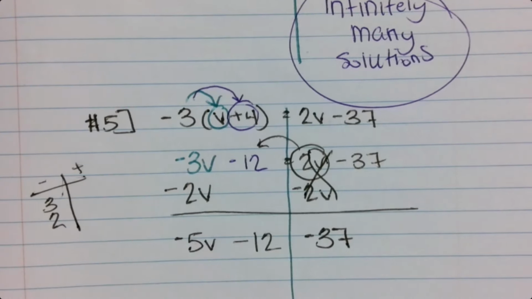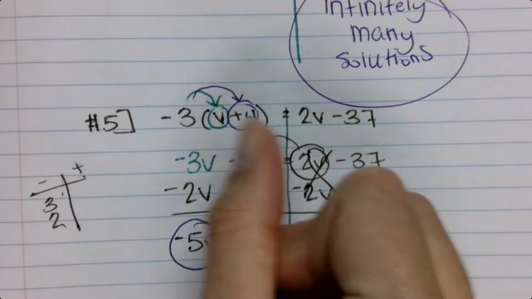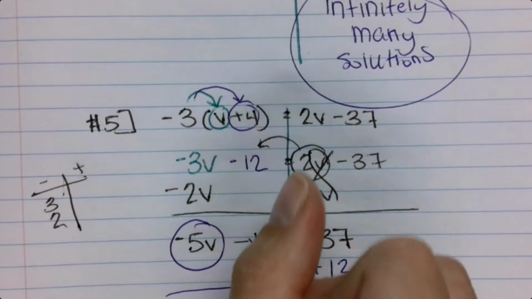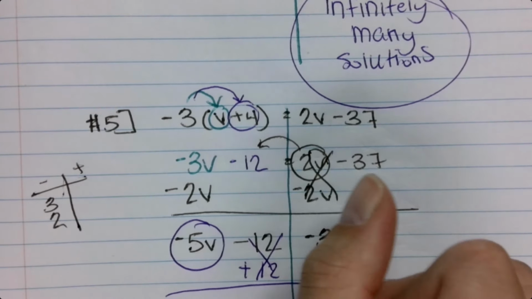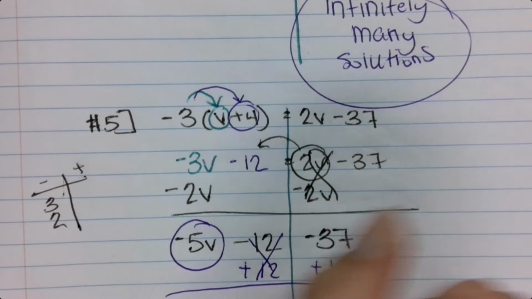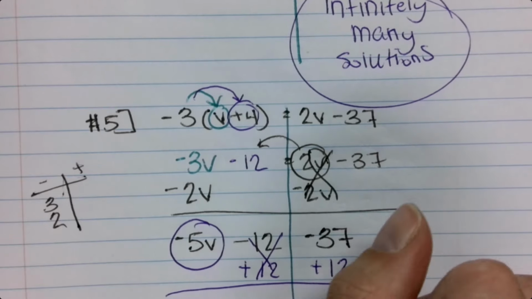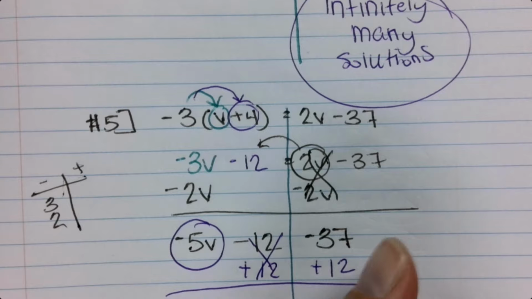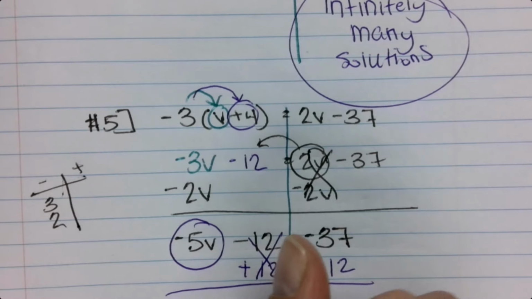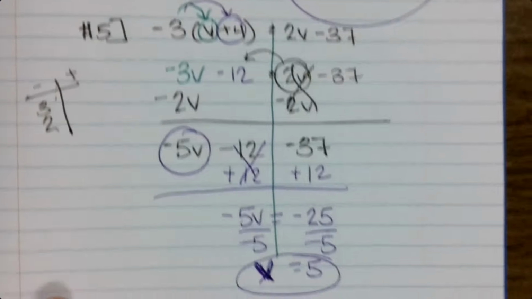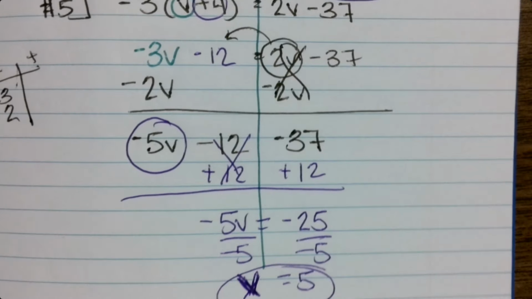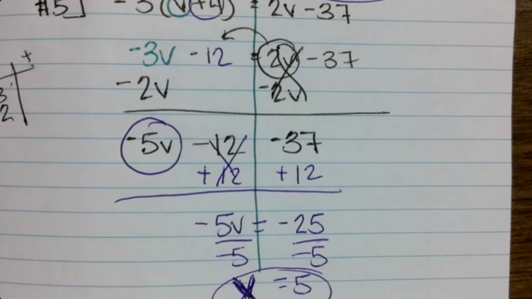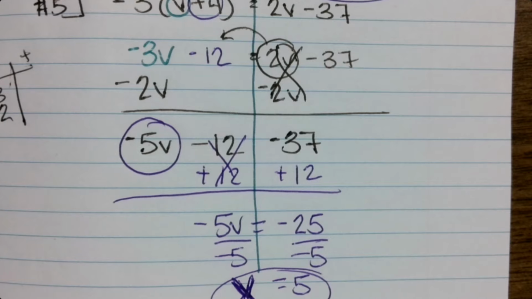And again, from here, you would have been like, I got this. So add 12 on both sides. Negative 5v equals negative 25, divided by negative 5 on both sides. And v equals positive 5. And I know my v is a little bit extra, but that's okay. So you should have gotten v equals negative 5 when you solved that out.